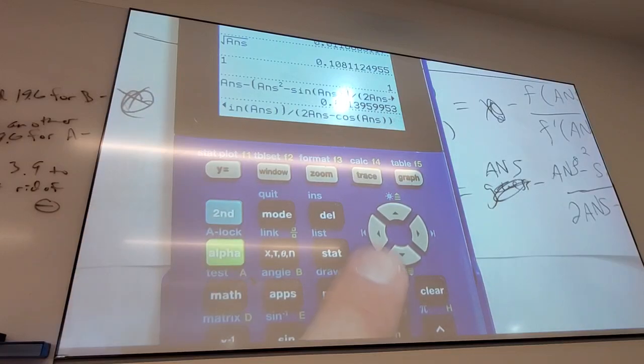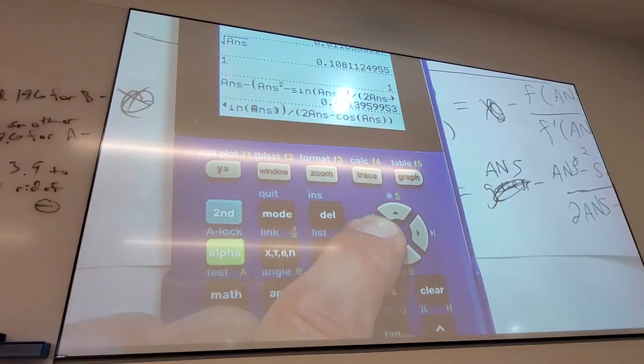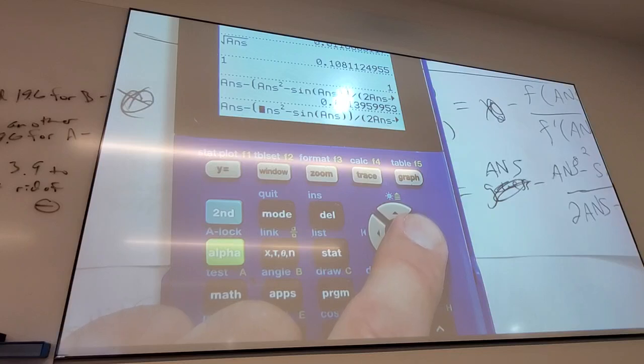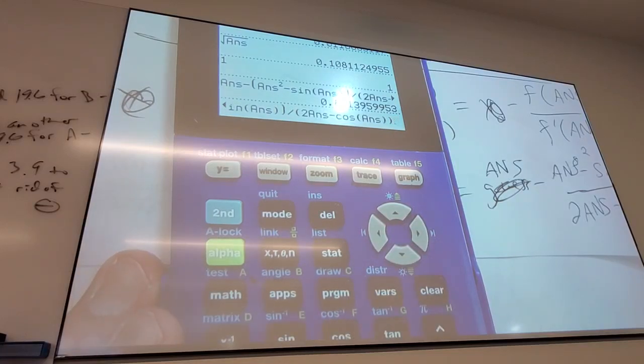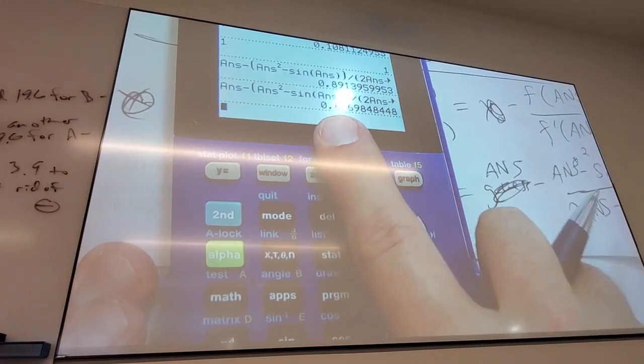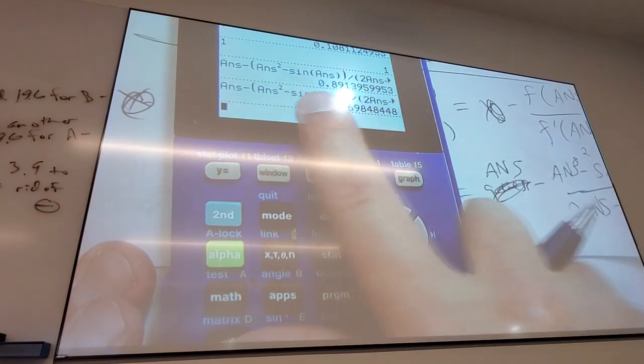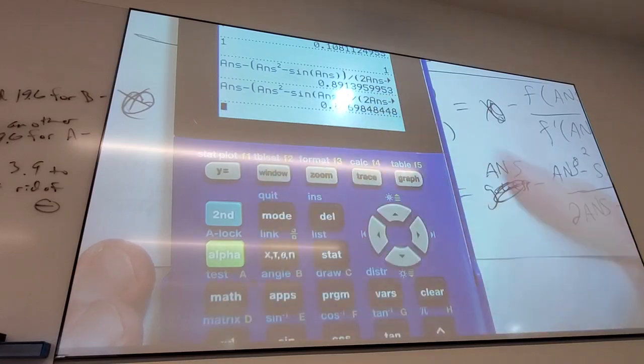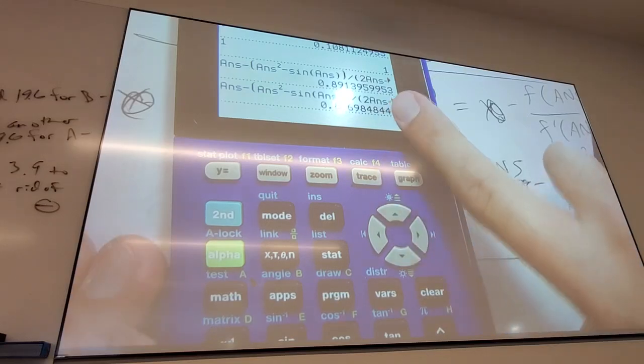Let me make sure I got all this in there right. Answer minus answer squared minus sine answer. Yep. Divided by 2 answer minus cosine answer. Okay. Oh, of course. Now it's different because now this is answer. So if you hit enter again, it's going to recalculate the whole thing, but now it's going to use the second guess. This right here is the second guess.